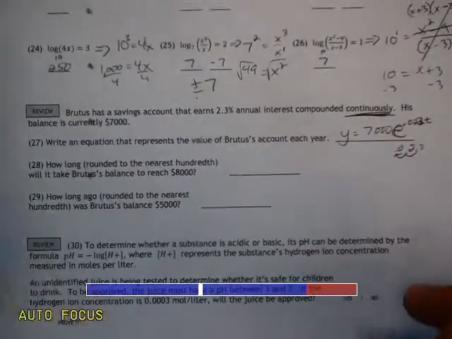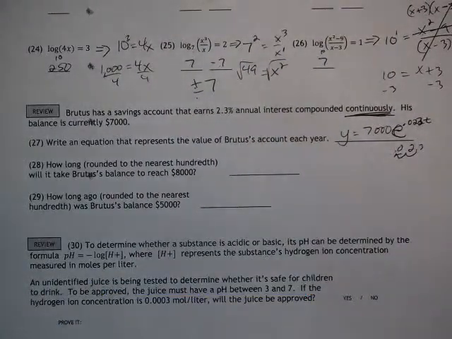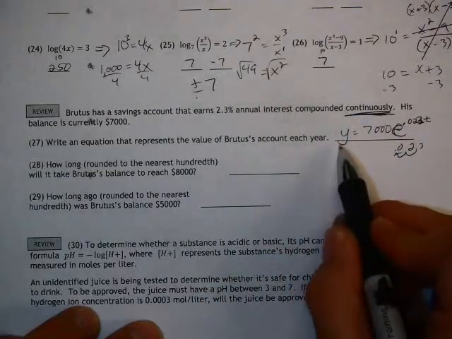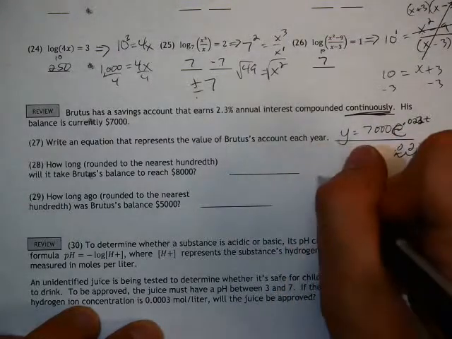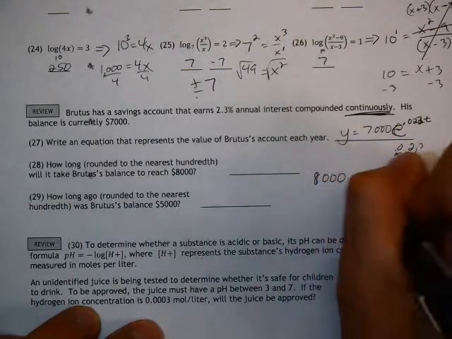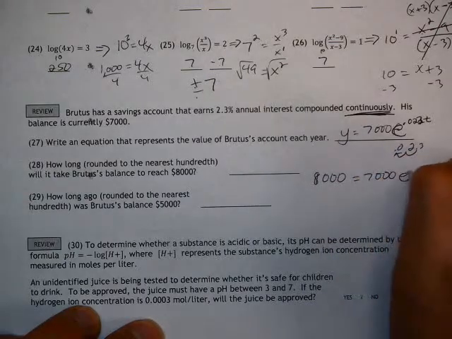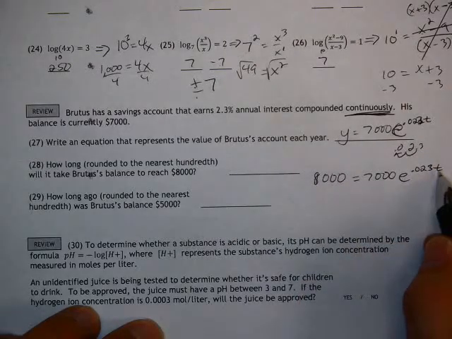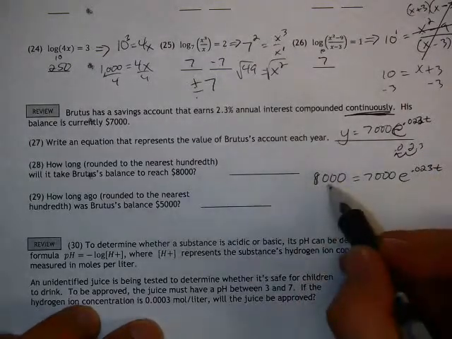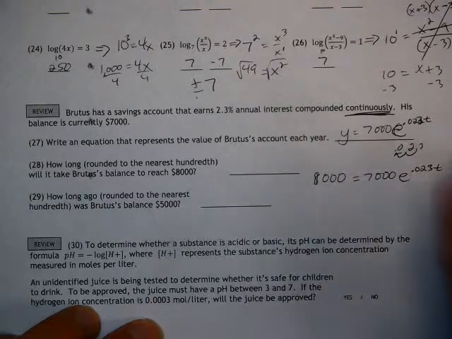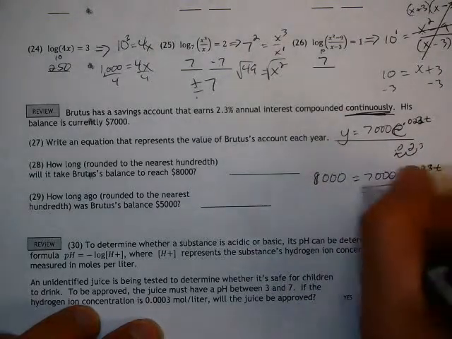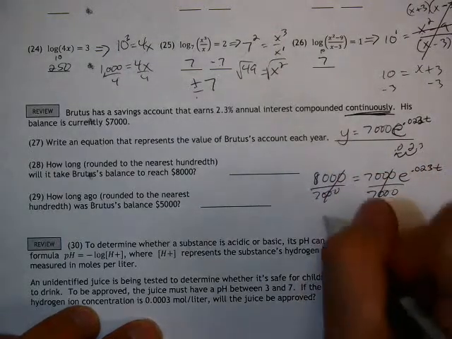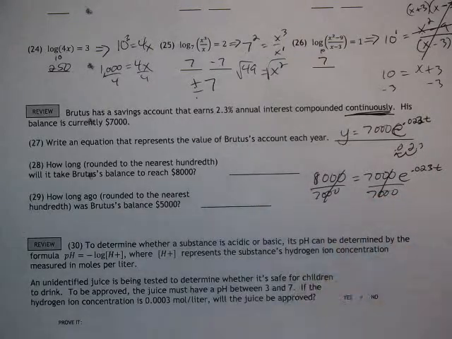28 says how long, rounded to the nearest hundredth, will it take Brutus's balance to reach $8,000? So in this equation, the output would be the y. We're saying that y value is going to at some point be 8,000, and what we're wondering is how long this takes. So we're solving for t. Starting with 8,000 equals 7,000 times e to all this, we're going to divide by 7,000 first. All these zeros cancel, leaves me with 8 over 7, and I don't think that divides nicely.